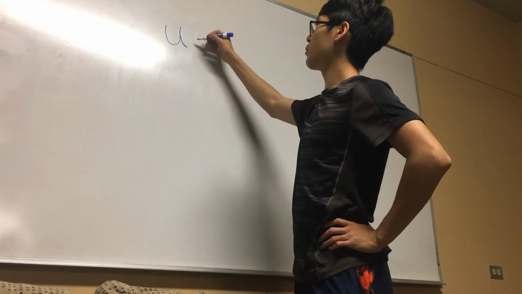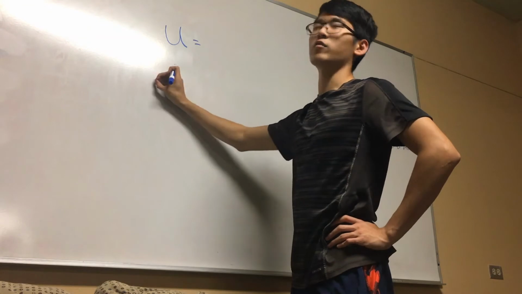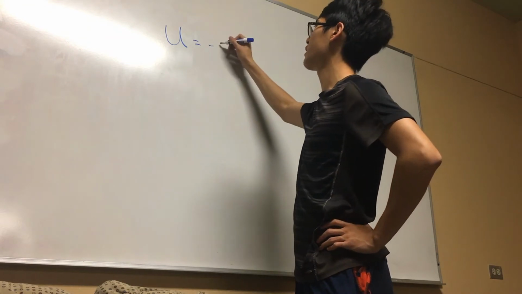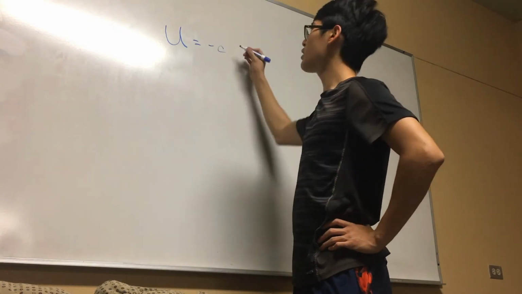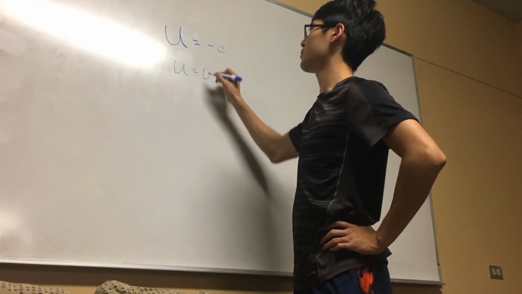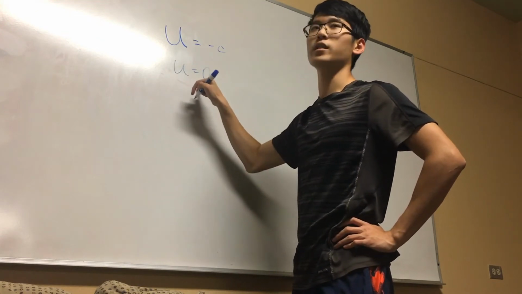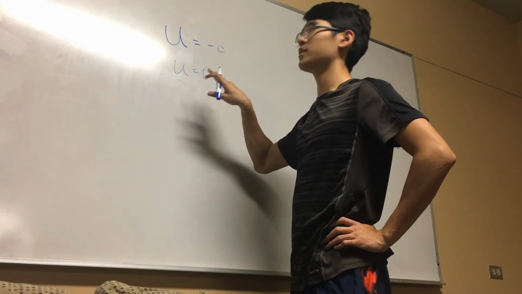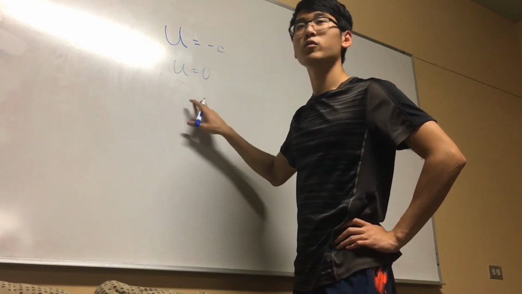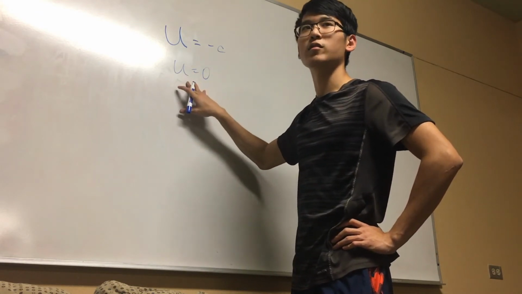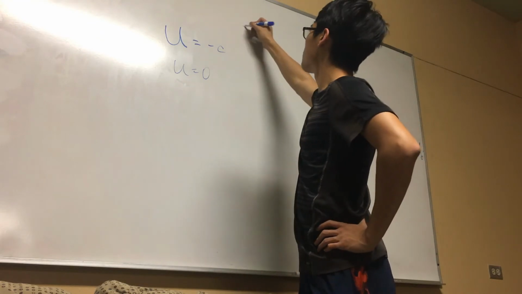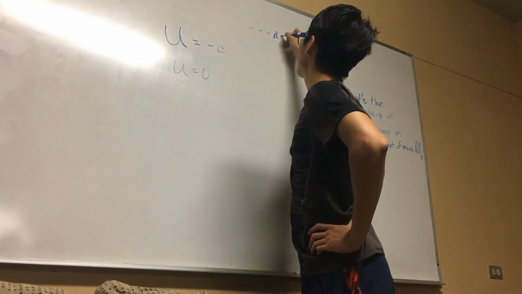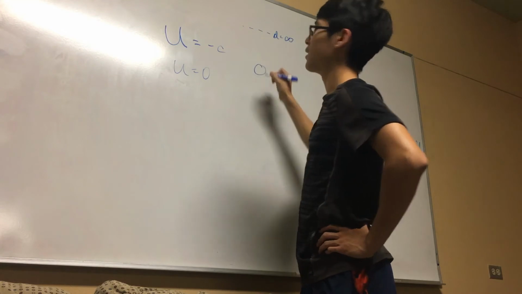Remember, if you're trapped by the gravity of something, your energy is going to be negative some number. But if you're not trapped by any gravity, then your energy is going to be zero. Your potential energy due to the object, this is what we're looking for. If it's escaped the gravitational pull, then the potential energy is going to be zero. That's the instance where it becomes infinitely far away from the object.